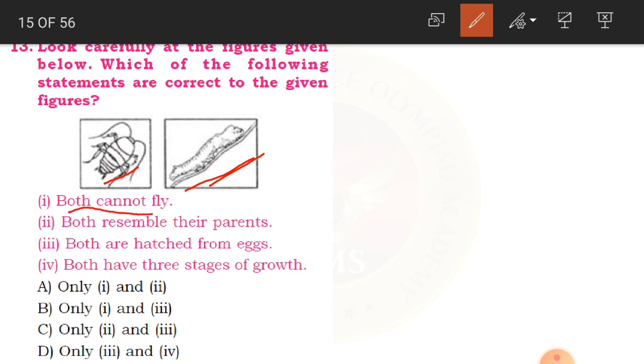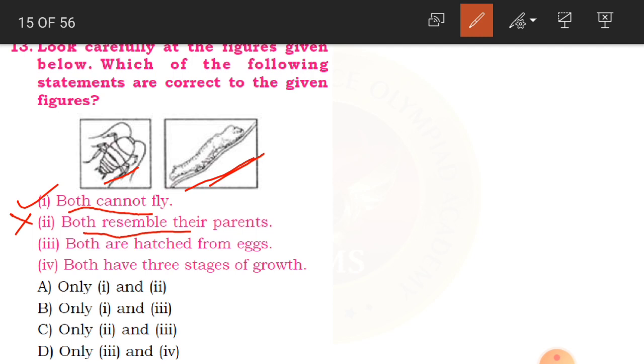Both cannot fly. Okay, so can a caterpillar fly children? And also can this cockroach fly? So they can't fly. So this is the correct statement. Okay, now we'll see with the second one. Both resemble their parents. Is it true? The young cockroach and the young butterfly, do they resemble their parents? No, they do not resemble the parents. So that is why the second statement is a wrong statement.